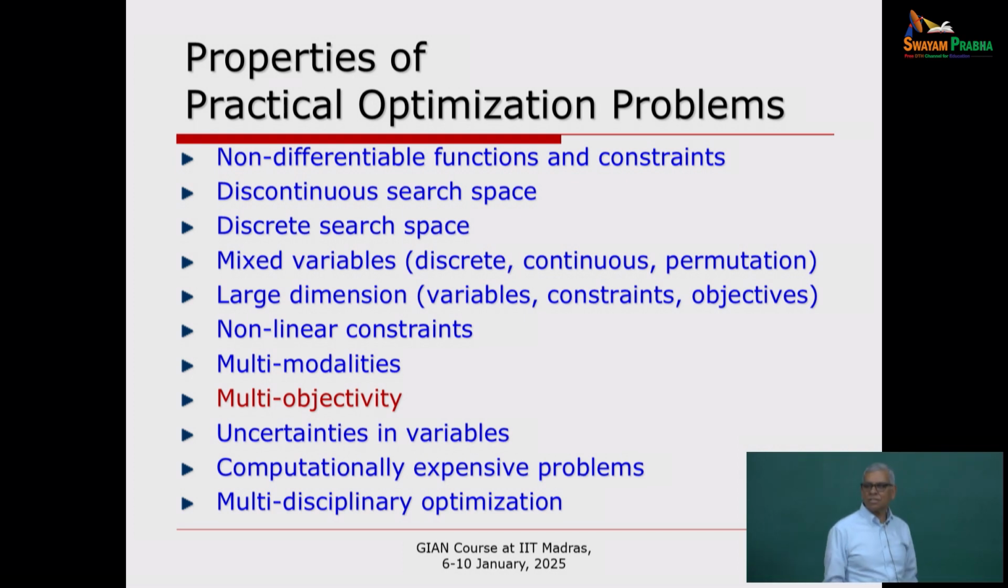You can have very large dimensions, and it could be in variable space, constraint space, or objective space. Non-linear constraints make a lot of difficulties for the point-based methods. Multimodalities, there can be multiple optima. Multi-objectivity means multiple objective functions. We're going to talk more about this. Uncertainties in variables, we're going to also talk about on the last day. Computationally expensive problems, which take a lot of time.